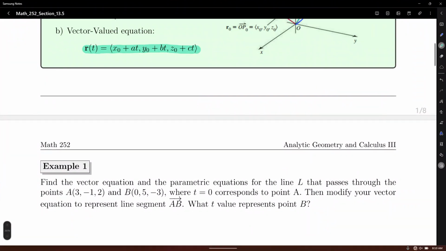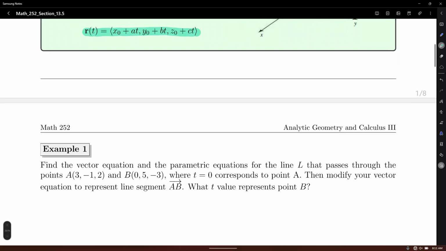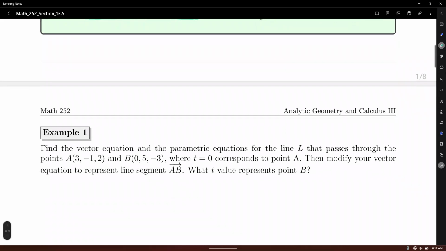So t equals 0 corresponds to point A, and then we will modify the vector equation to represent a line segment. Keep in mind the line segment is not the same as just a regular line. A regular line extends forever in the negative and positive direction, I mean, for all values of t. And then they're asking us what t value represents point B. Well, let's do one thing at a time.